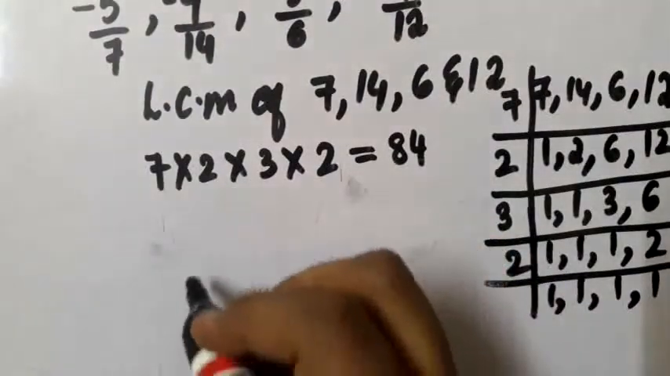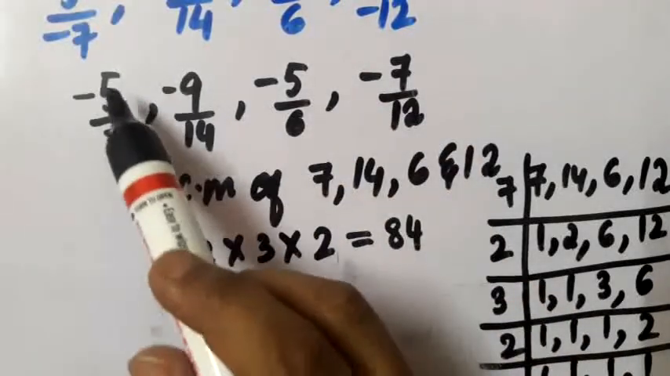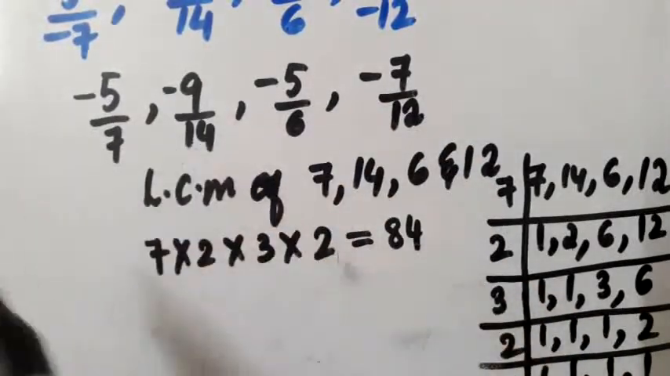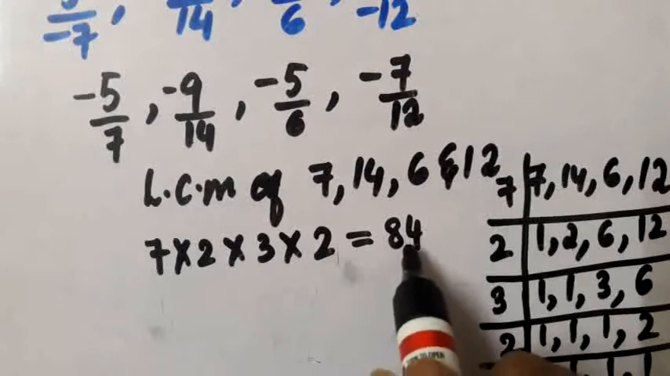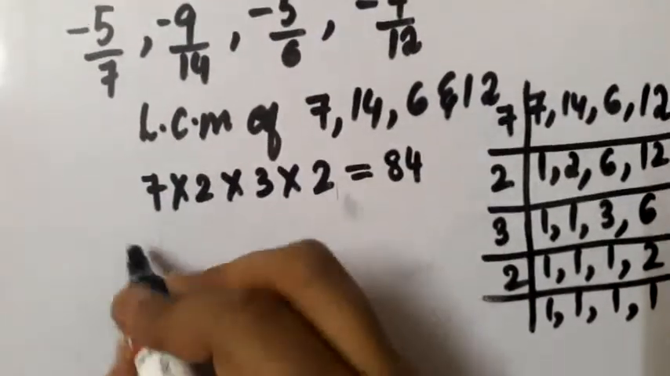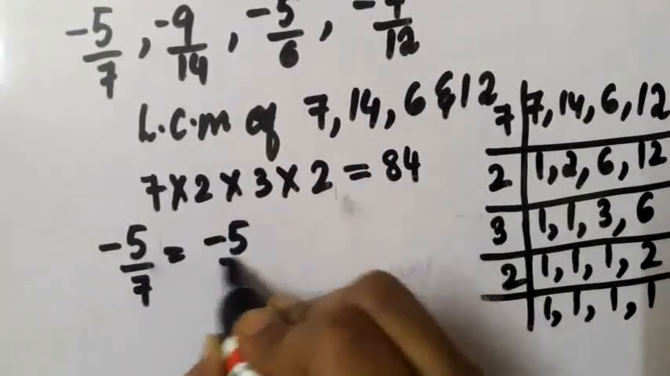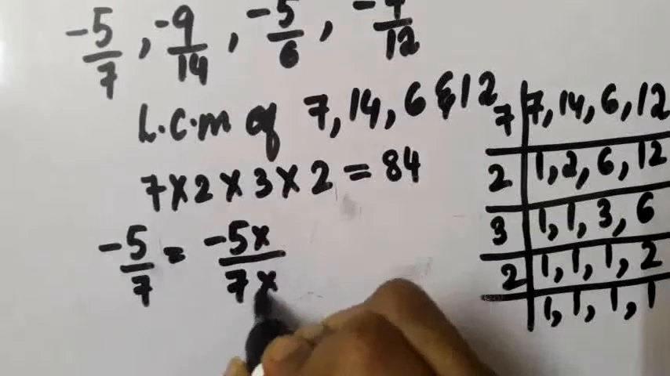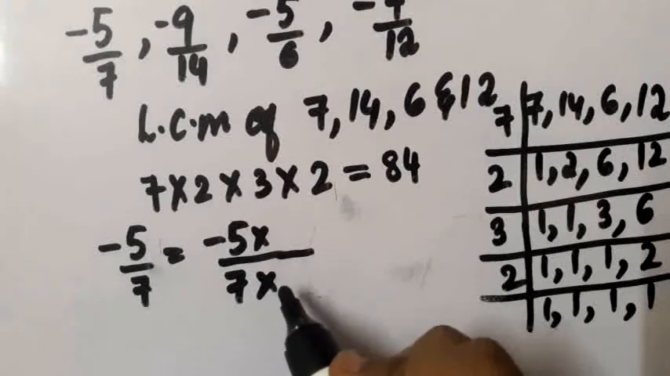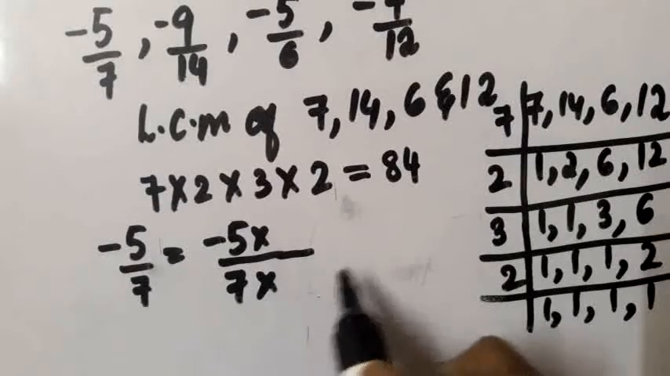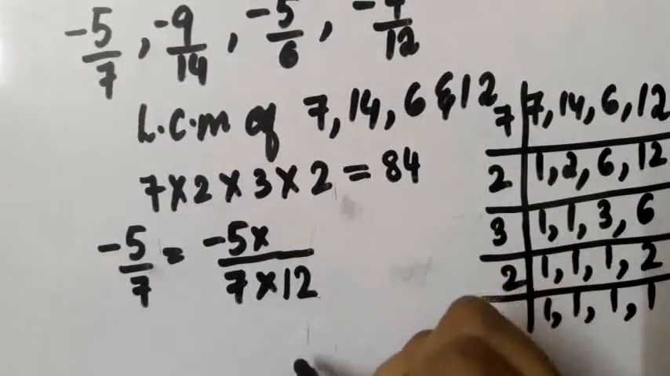Now the next step is, 4 rational numbers have been given. For each rational number you have to multiply the denominator by some number so that you get 84. First, let us write the rational numbers. First is minus 5 by 7. You need to multiply the denominator by the number which will give you 84. 7 into what will be 84? 7 into 12 will be 84.